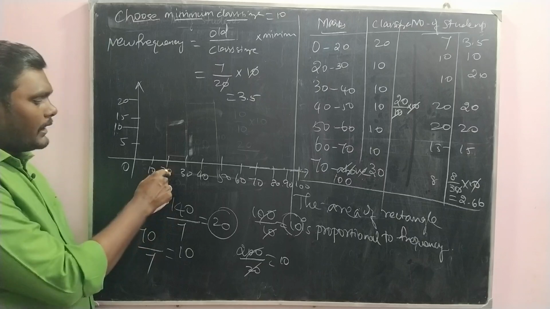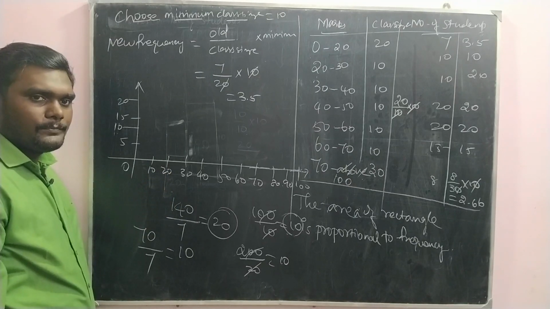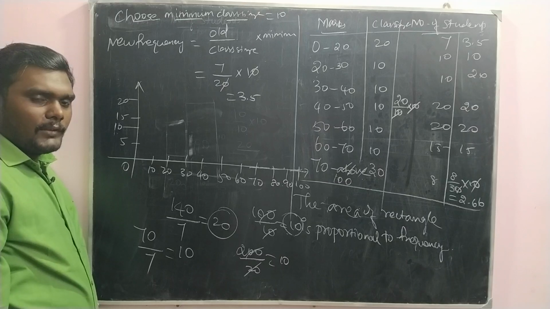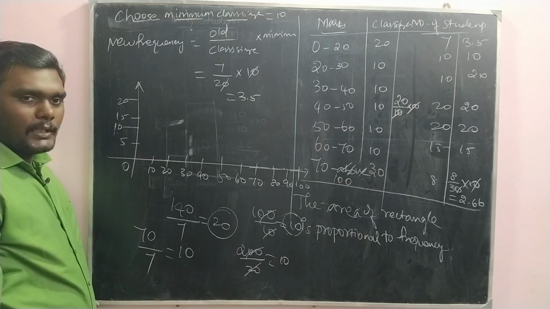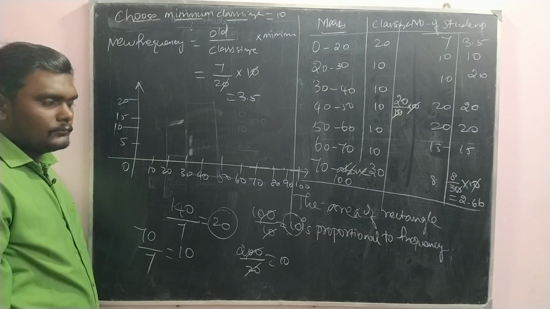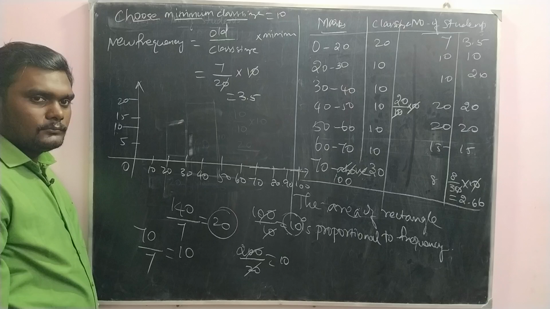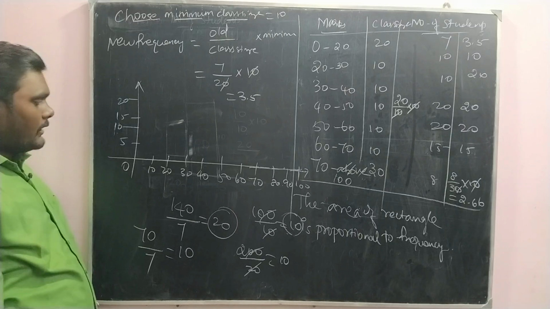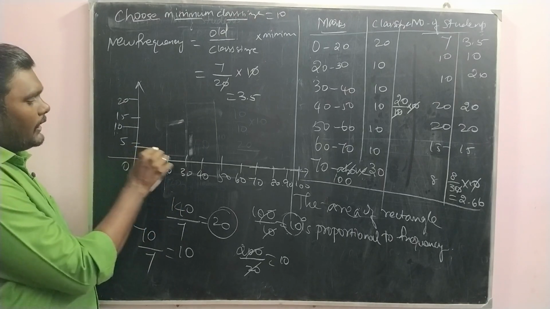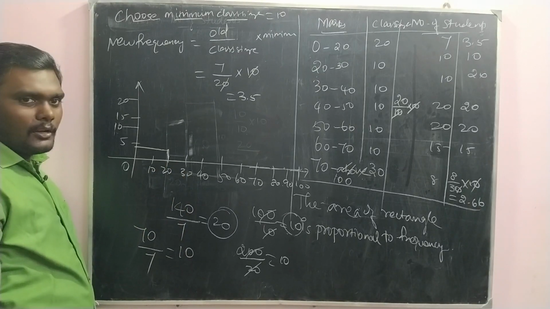Okay, now 0 to 20. What is the frequency? Unmute yourself and answer. Come on. What is the frequency? 0 to 10. Sorry, 0 to 20. 7. New frequency only you should take. So 0 to 20, 3.5. Okay, approximately I am drawing. You should draw on a graph sheet.